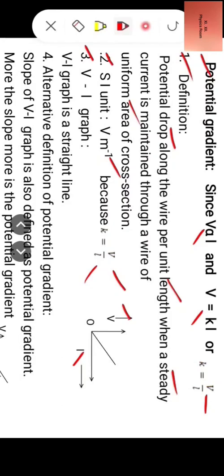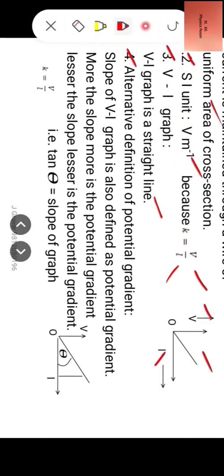If we draw the V-L graph, then it comes out to be a straight line as shown. Fourth, alternative definition of potential gradient. Slope of the V-L graph is also defined as potential gradient. So this is the V-L graph, which is a straight line, and its slope is theta, that is tan theta is the slope, that is perpendicular over base, which is V by L.